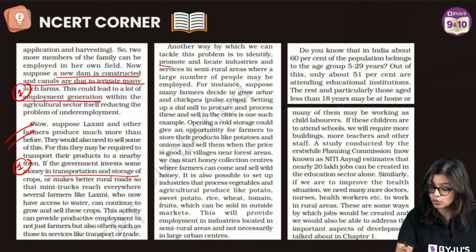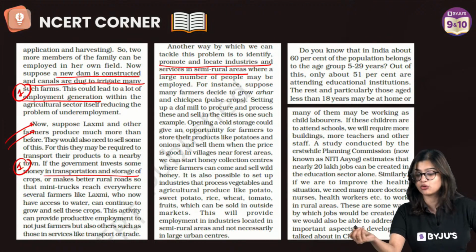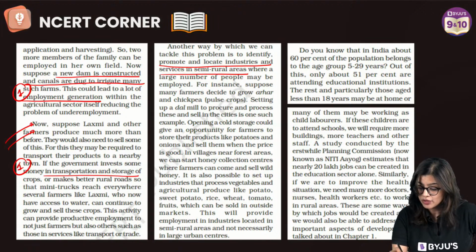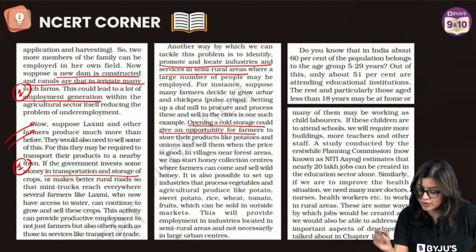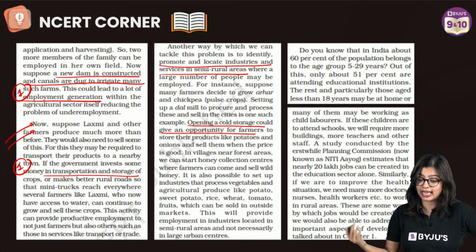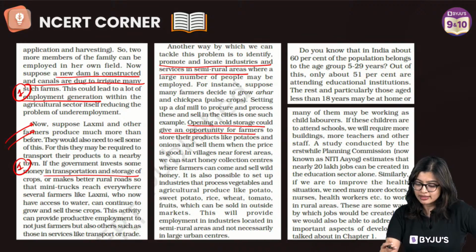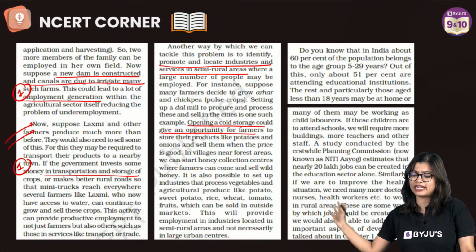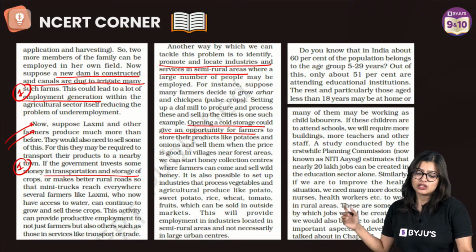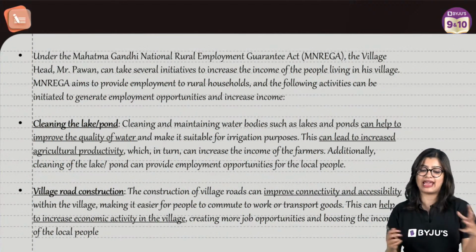Along with that, you could promote local industries in semi-rural areas where a lot of people are there, opening cold storage, giving an opportunity for farmers so that they can store their products and thereby are able to sell it. Then along with that, you have so many examples which are mentioned, right? So 3 to 4 examples, you can write any.